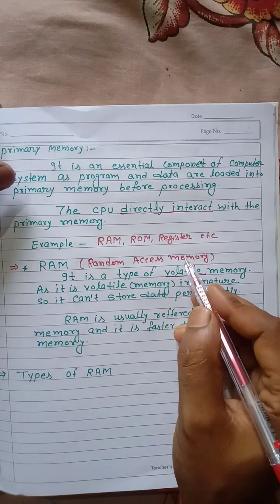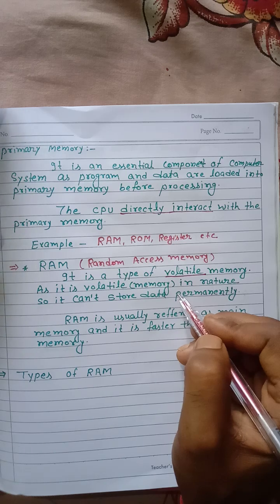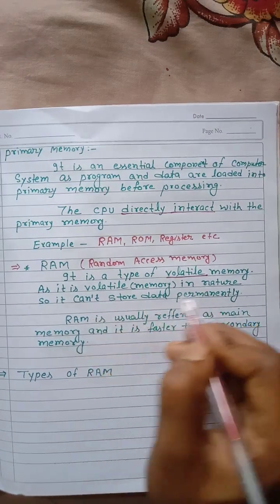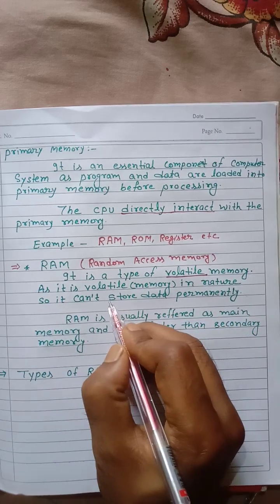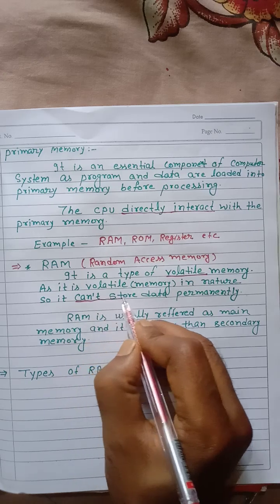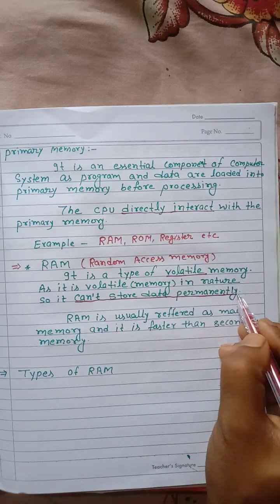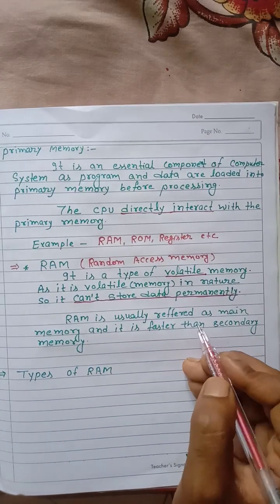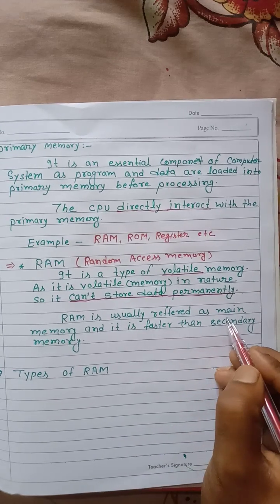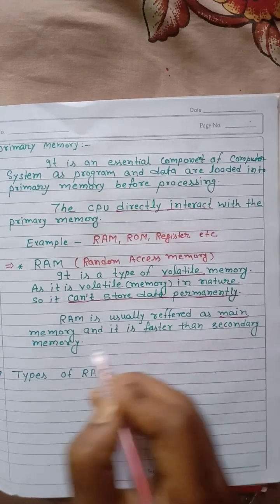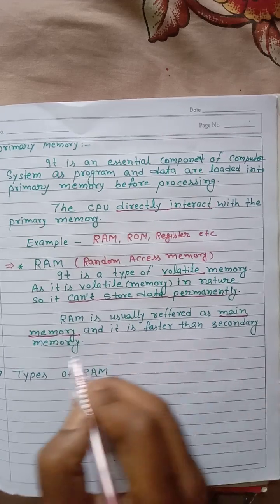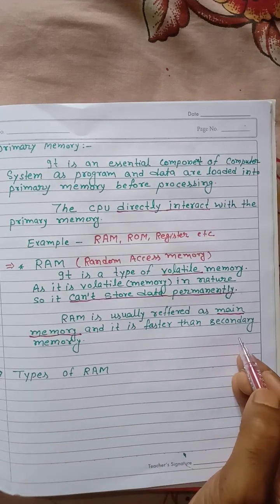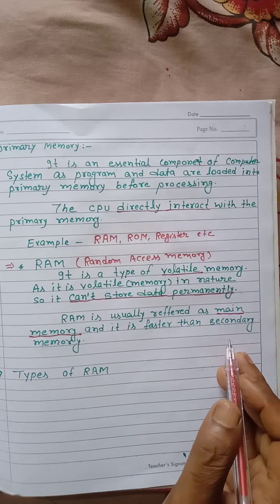Okay, so we just learned the definition of this memory. Second one, it can't store data permanently. This is the important point. RAM is usually referred to as the main memory. It is faster than the secondary memory. So this is the definition of RAM.